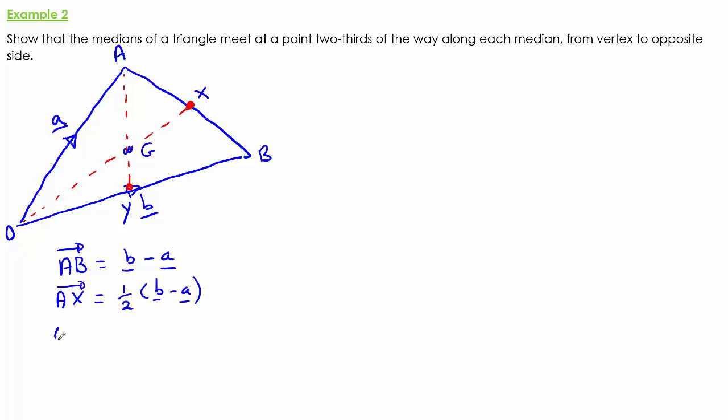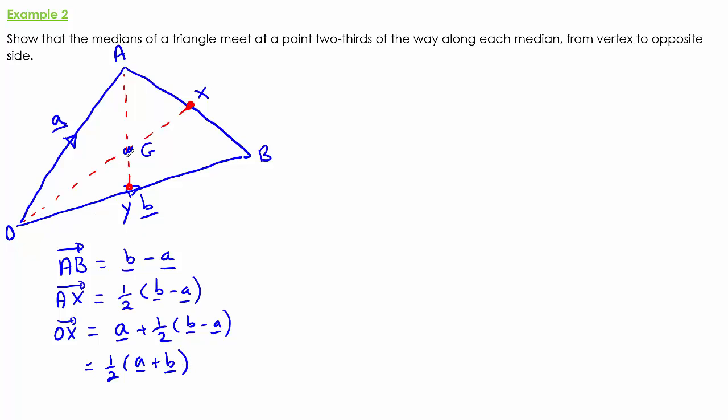And so OX, so let's think about OX. I'm going to go from O to A and then from A to X. So that's going to be a plus a half of b minus a. And if we expand and simplify that, that's going to give us a half of a plus b.